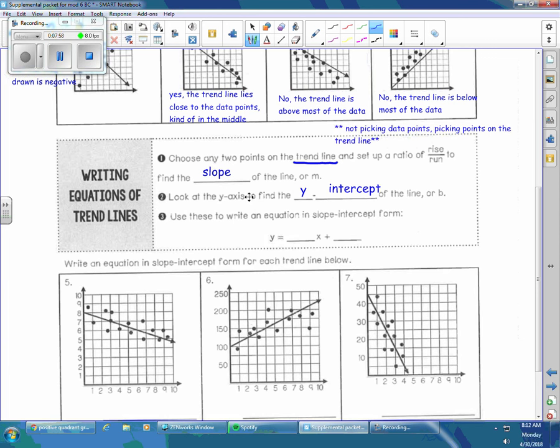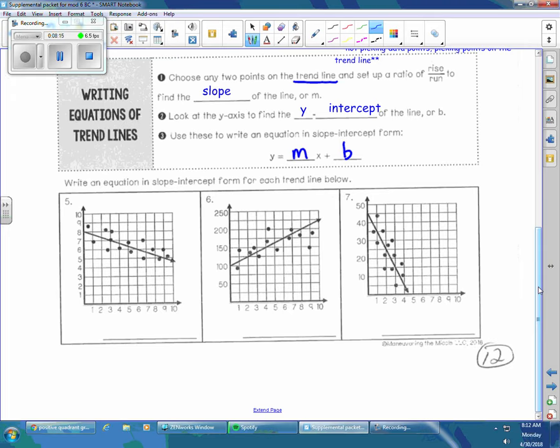So look at the y-axis to find the y-intercept of the line, or the b. Use these two to write the equation in slope-intercept form, which again is y equals mx plus b. So we're going to practice this a little bit. Looking down below, we've got 3 scenarios.